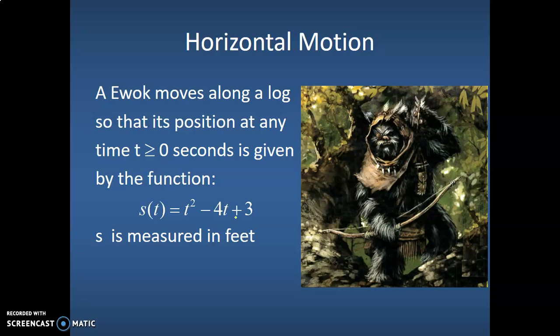Hey guys, Mr. McKinney here, just doing our second video on position, velocity, and acceleration. In this one, we're going to look at a horizontal motion example.